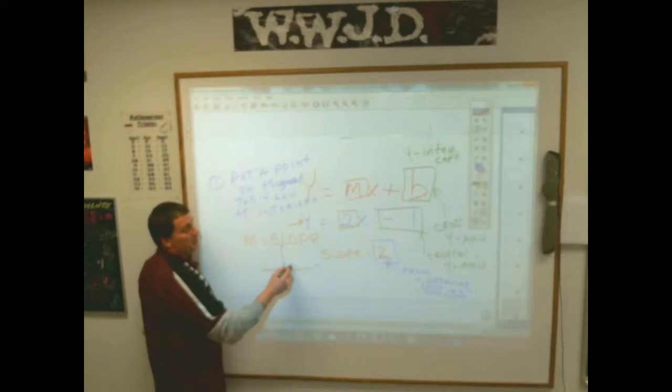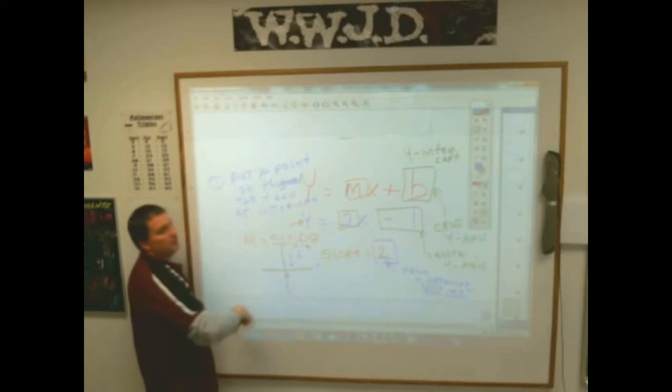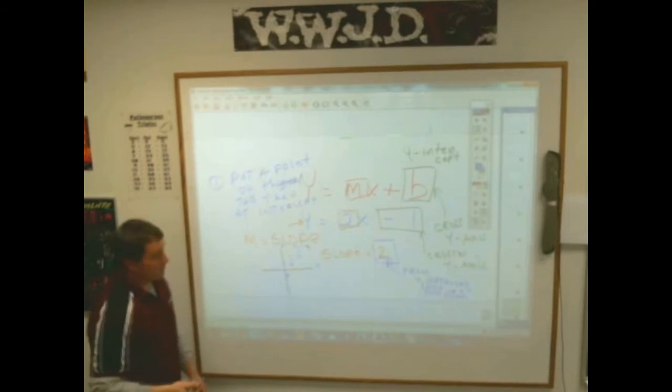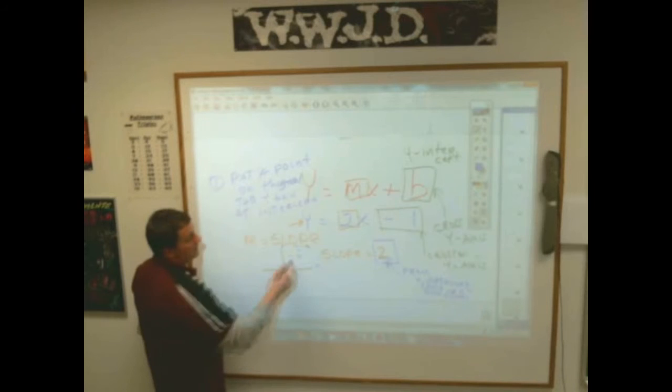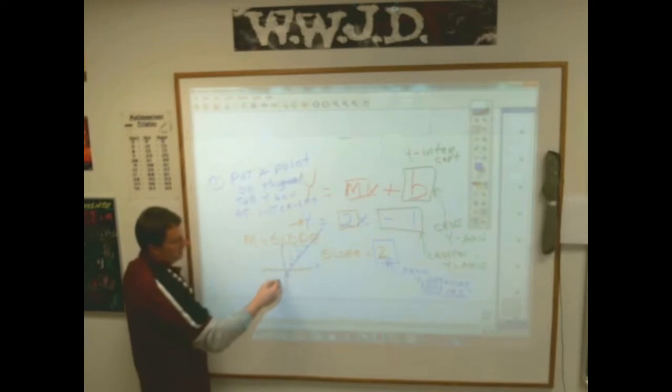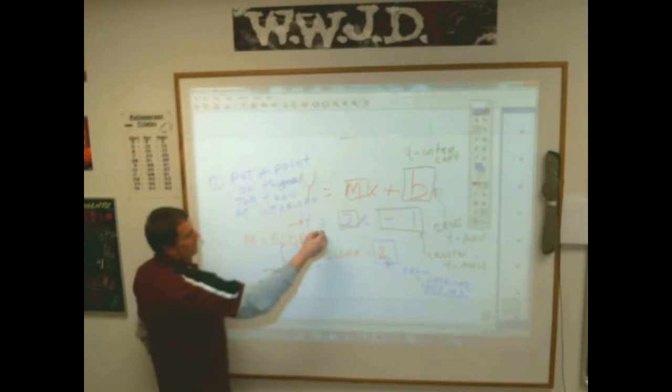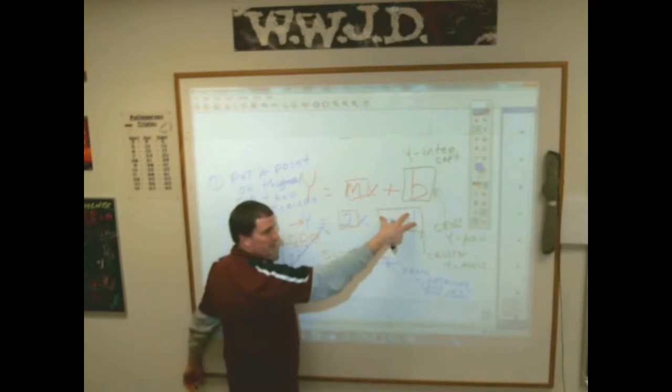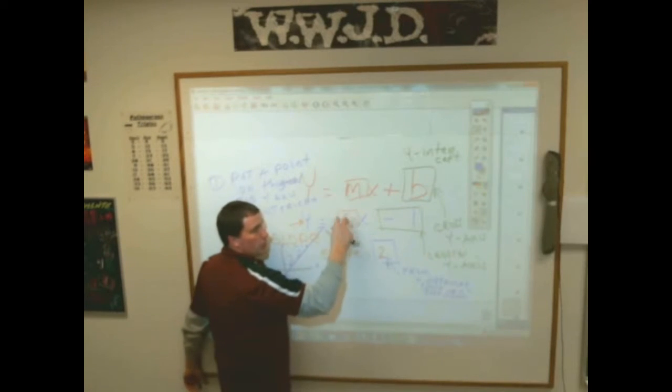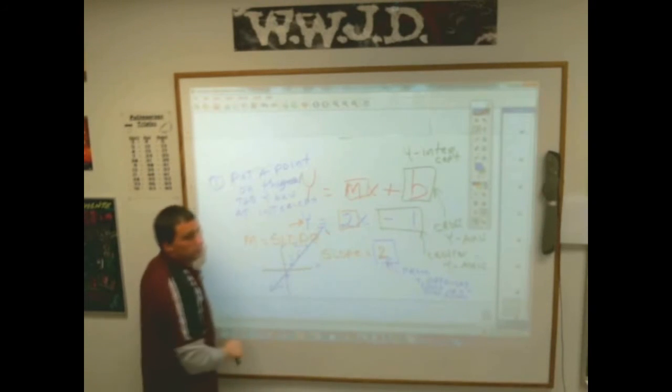I can do the same thing from this point I just plotted. I can go up 2 over 1 because it has to have that same slope. Up 2 over 1. You could keep doing that forever if you like, but you can stop at 2 or 3. And this is the line that crosses the y-axis at -1 and has a slope of 2.